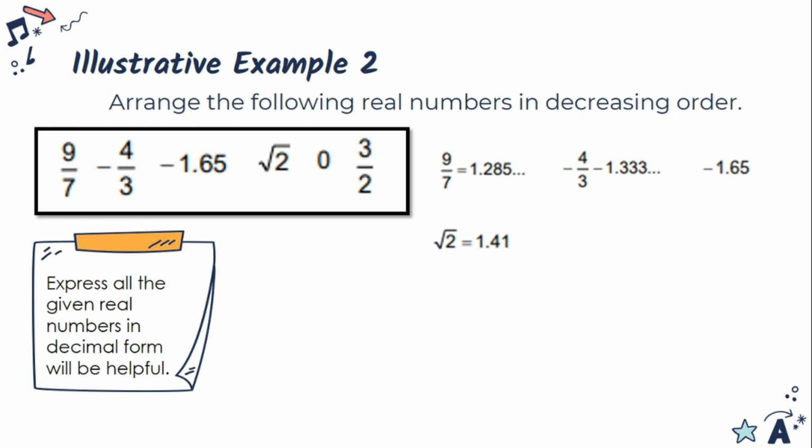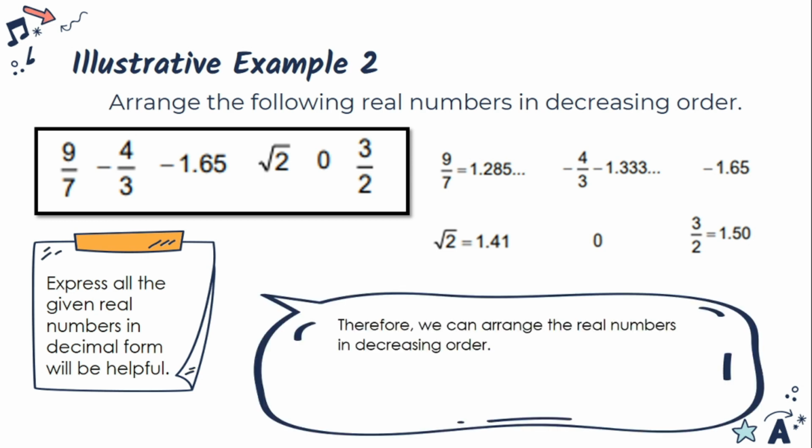Pero nagkaroon lang tayo ng estimation, di ba? Diniscuss natin to. Estimation, we have 1.41. And then we have here 0. And then we have 3 over 2, which is equal to 1.50 or 1.5. So, dahil nasa decimal na silang lahat, so it's easier for us to arrange this in decreasing order. Sabi natin, decreasing order, ibig sabihin mula sa pinakamataas. So, tingnan natin, alin dyan yung may pinakamataas na value?